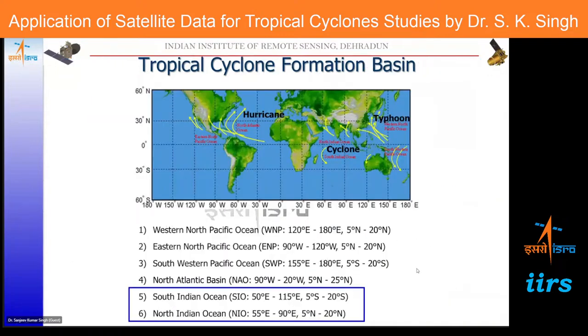There are mainly six major basins where tropical cyclones form. The Pacific Ocean is categorized into three parts. One is the Western North Pacific Ocean, and there is the Southwestern Pacific Ocean. And this part is called the Eastern North Pacific Ocean, and the North Atlantic.